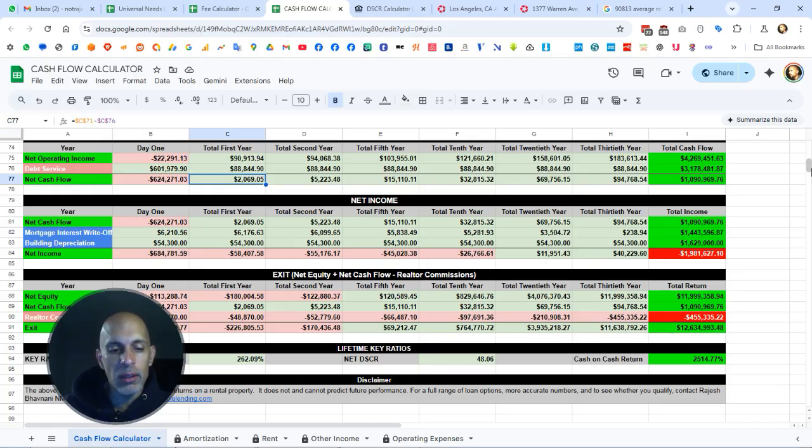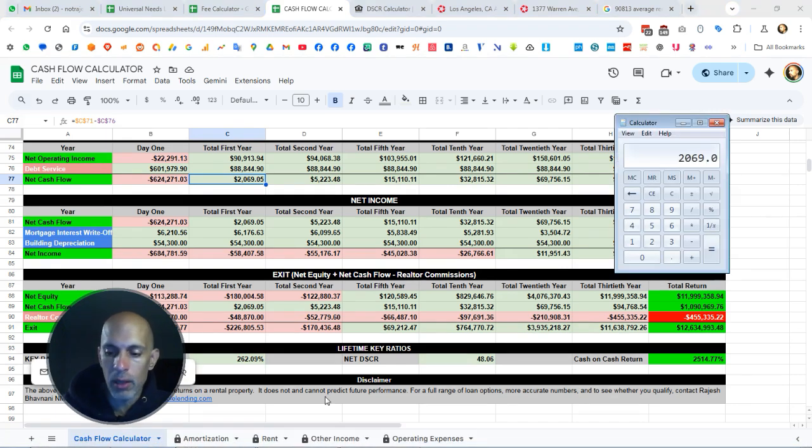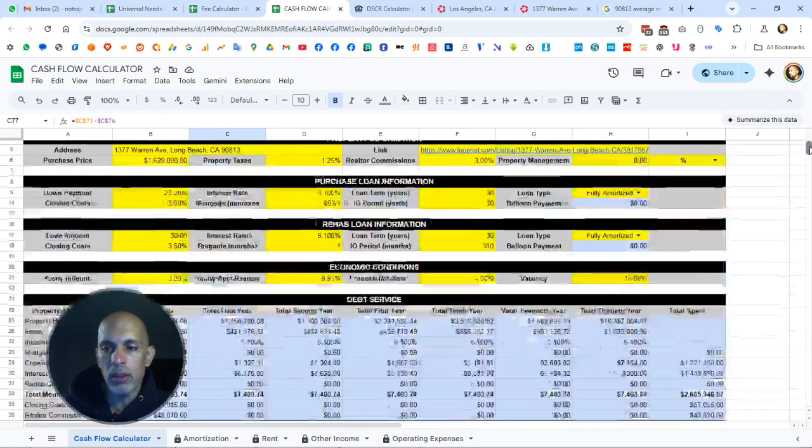$2,000 a year. So that's a little over $150 a month. Let me see here, 2,069.05 divided by 12. Oh, a little under $200 a month. You're making $172 a month.